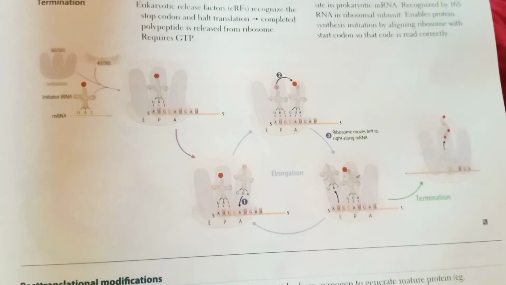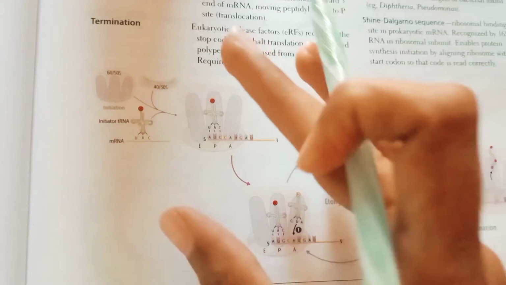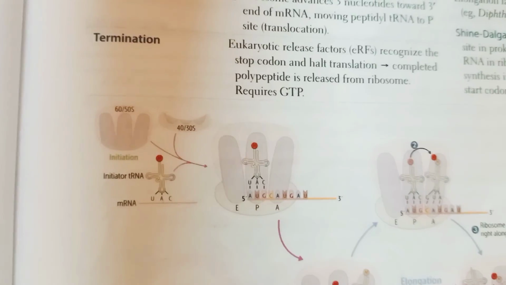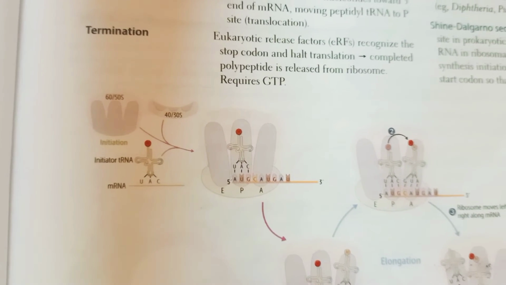Now let us discuss protein synthesis. Protein synthesis is divided into initiation, elongation, and termination. Initiation is mainly done by eIF, which means eukaryotic initiation factor.